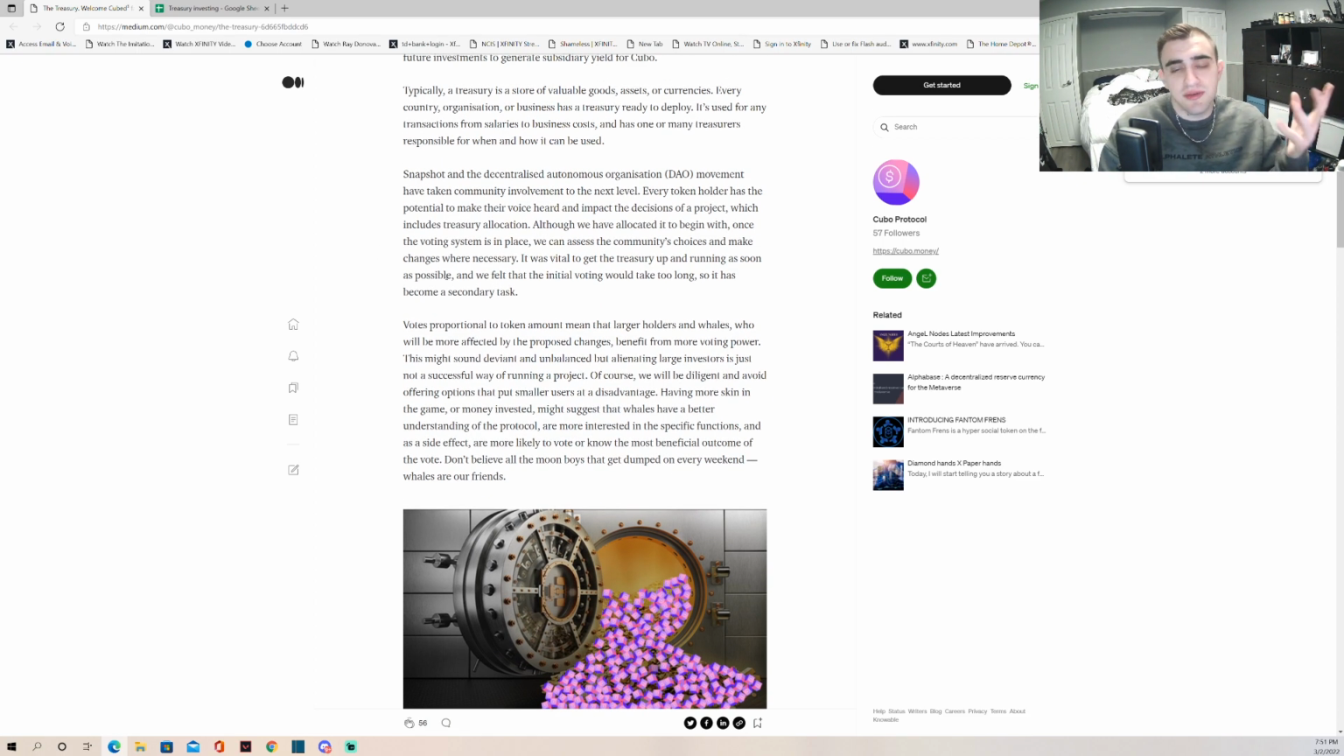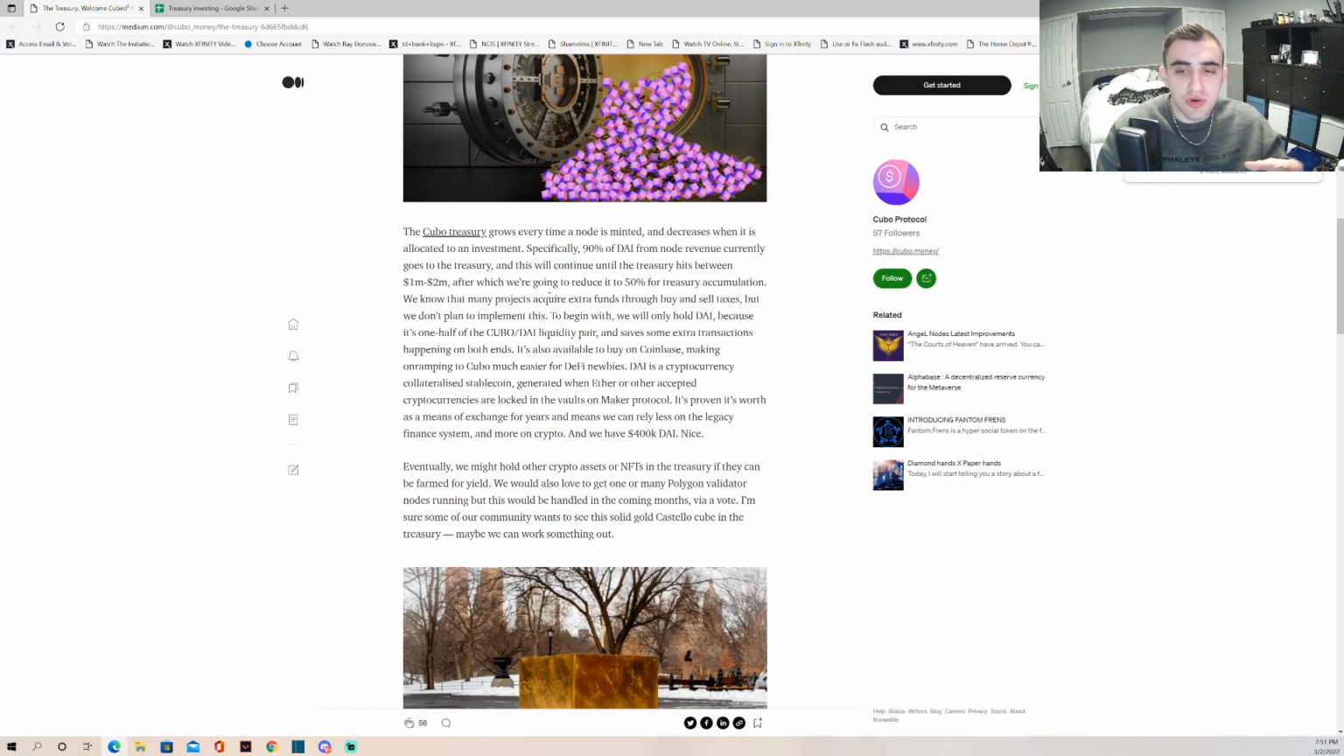So pretty much we're going to have governance, kind of like a DAO with snapshots, and we can vote upon where the treasury money is going to be going. Votes proportional to token amount mean that larger holders and whales, who will be more affected by the proposed changes, benefit from more voting power. This is all pretty much the same, right? The Cubo treasury grows every time a node is minted and decreases when it is allocated to an investment. Pretty straightforward.